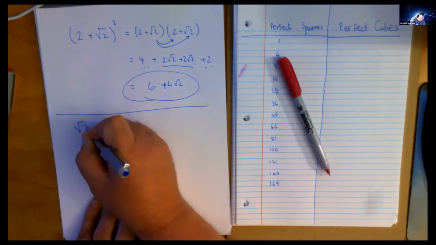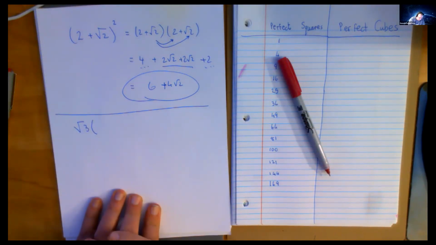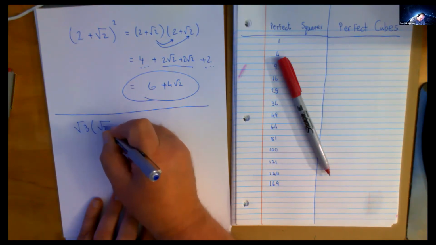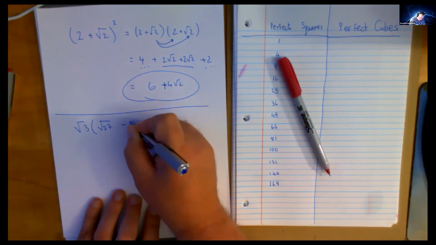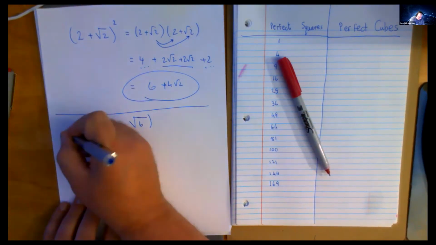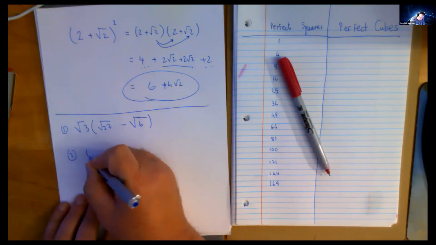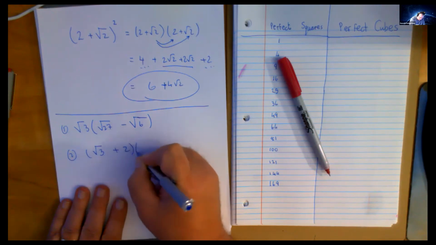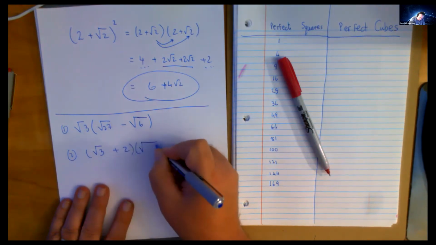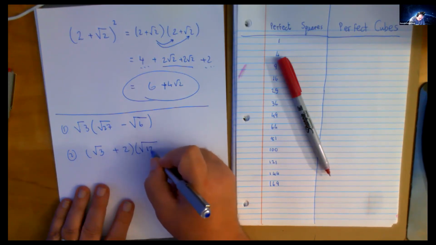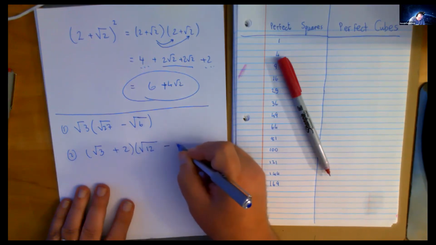So square root of 3, this is the distributive one, with the square root of 27, take away the square root of 6. And that's the first one. And the second one is going to be root 3 add 2, take away root 12, take away 2.